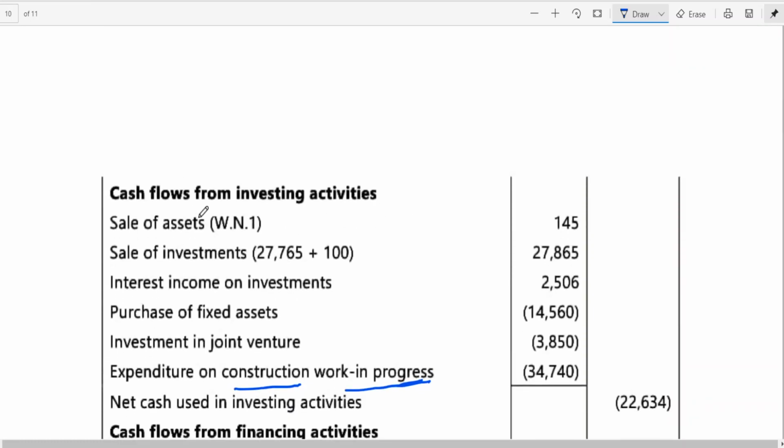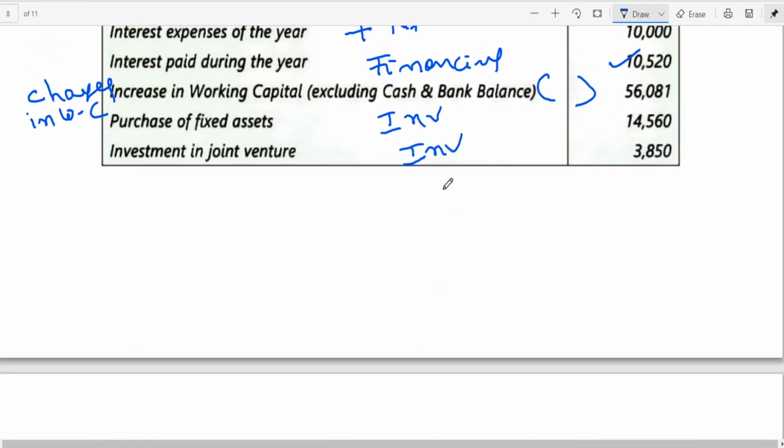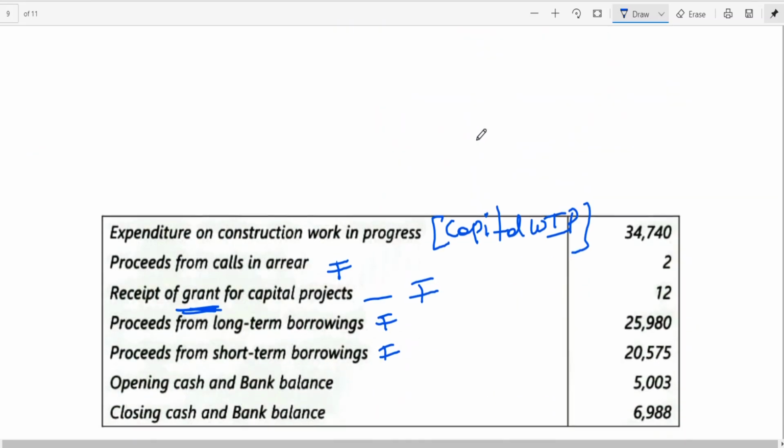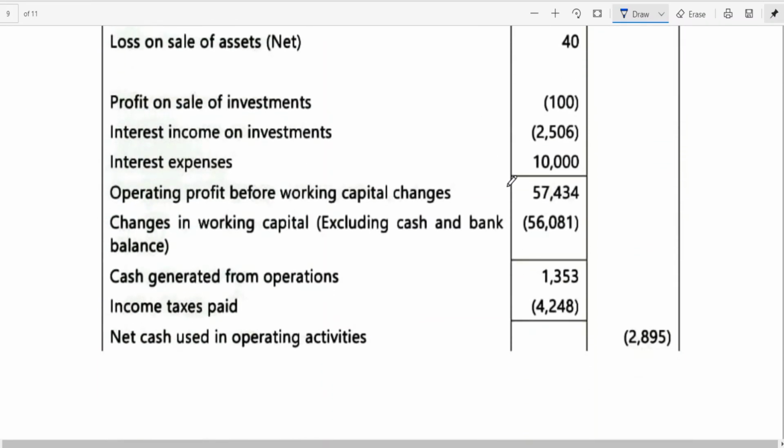And then cash flow from investing activities. So sale of assets, already I have given you working notes. Working notes has been given. Here also I have told you how you got 145 rupees. Okay, so that 145 rupees has been taken out.